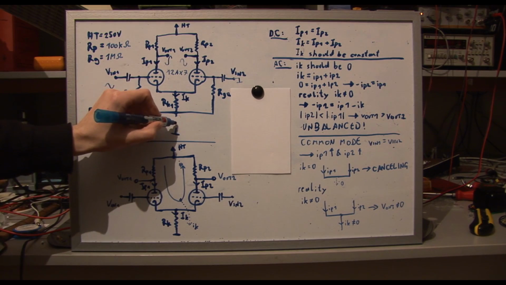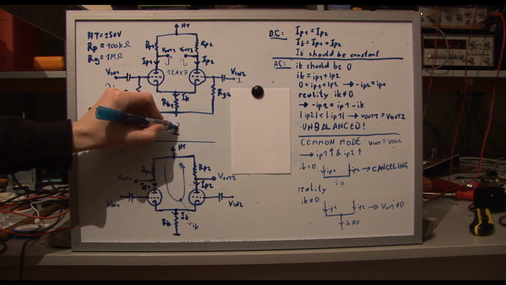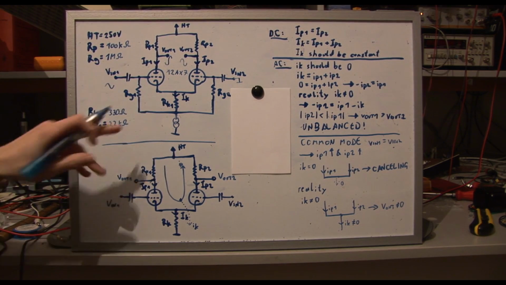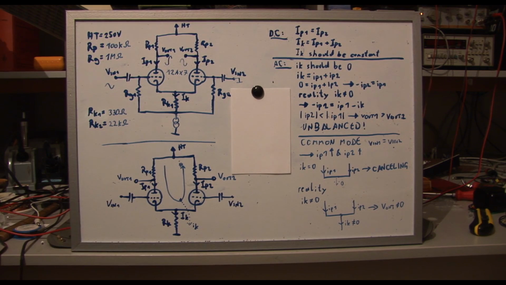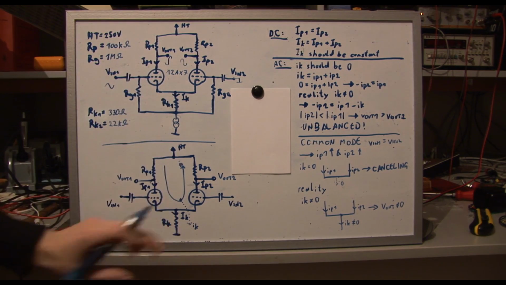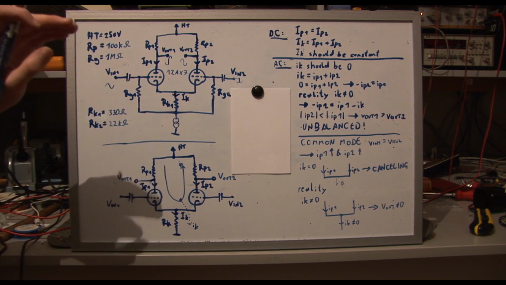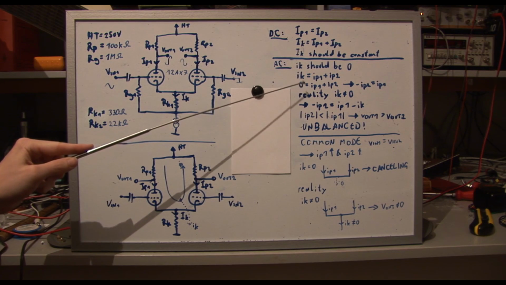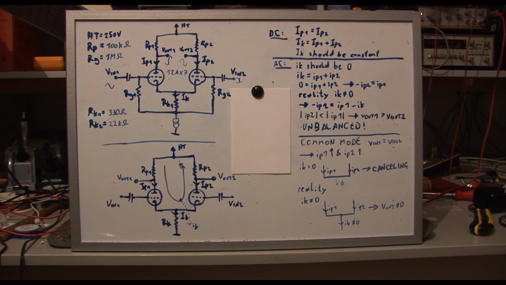We just have to put a current source down here, so that we get an actual constant current. If this is an ideal current source, then the current flowing down here is constant, it is fixed, and then we get no more common mode problems or out of balance problems.